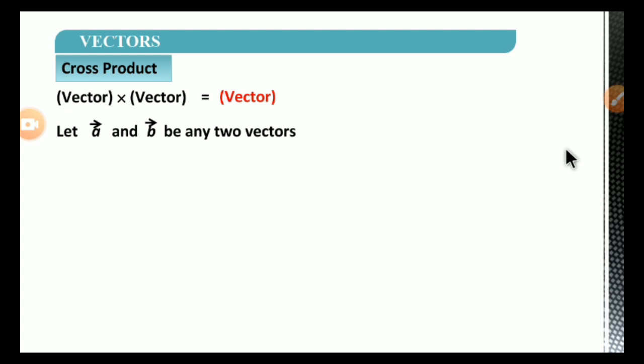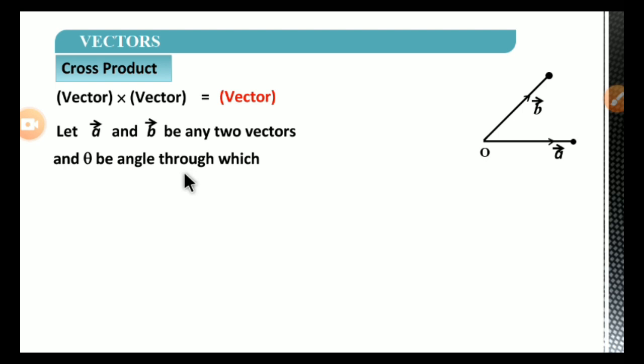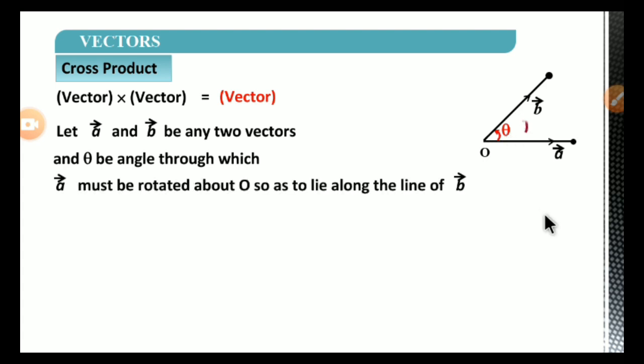Let vector A and vector B be any two vectors. Consider vector A and vector B here, and let theta be the angle, see here, this is the angle theta, through which A must be rotated about the origin O so as to lie along the line of B. Therefore, A cross B is equal to the magnitude of vector A into the magnitude of vector B into sin theta into n cap. What is that n cap?